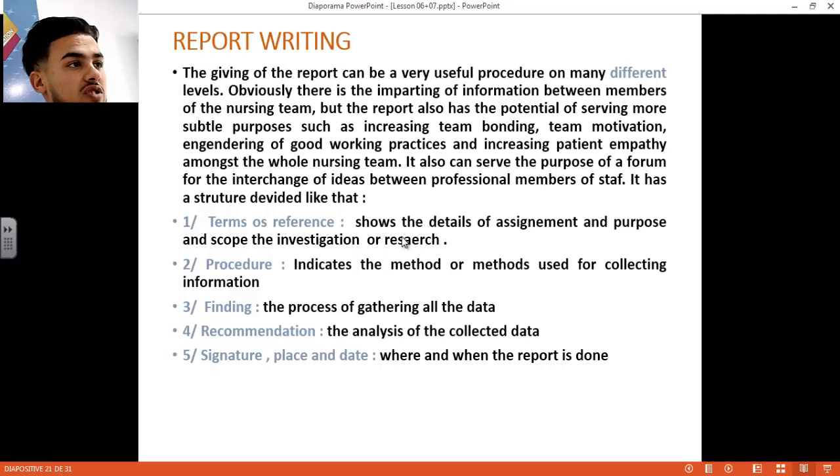Here is the structure of a report. First, terms of reference shows us the details of the assignment and the purpose and scope of the investigation or research. The second is the procedure, which indicates the method used for collecting information. Third, findings, the process of gathering all the data. Recommendation then is the analysis of the collected data. Signature, place and date: finally, where and when the report is done.